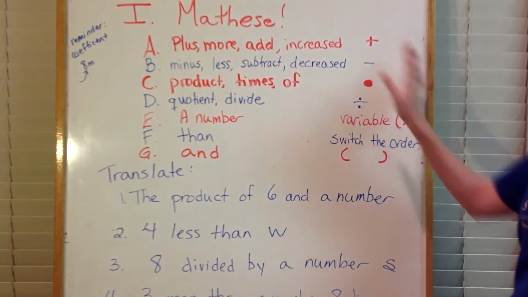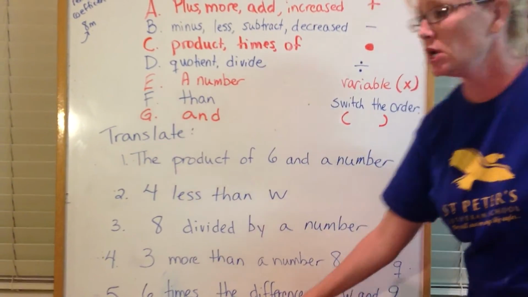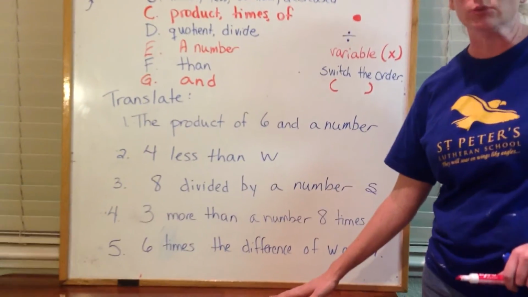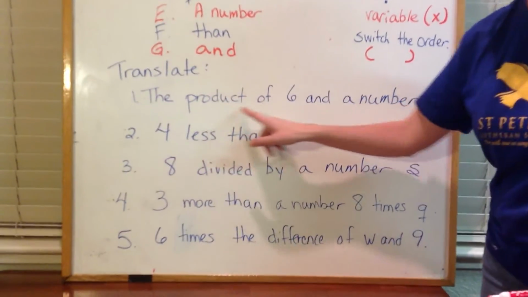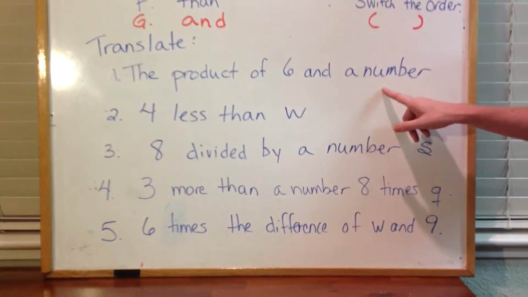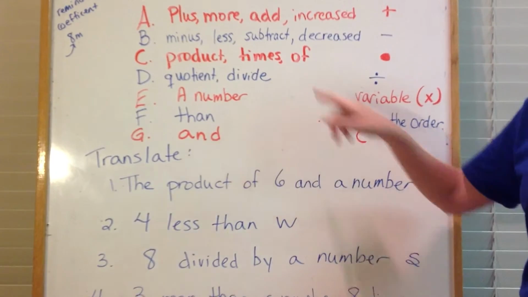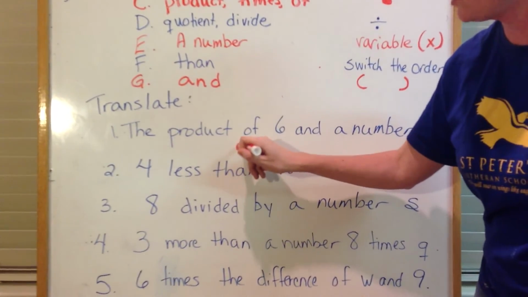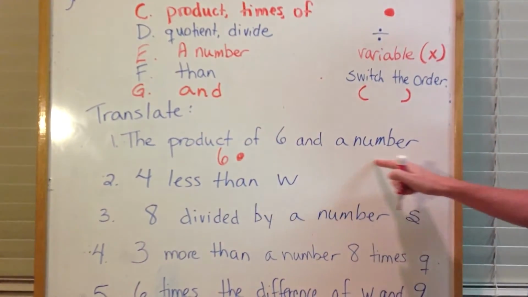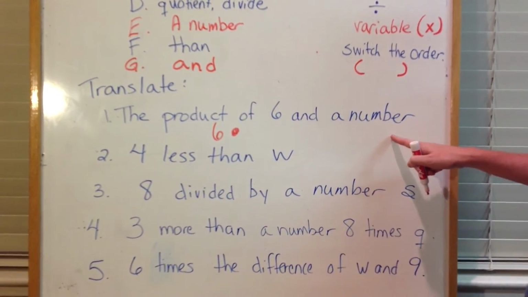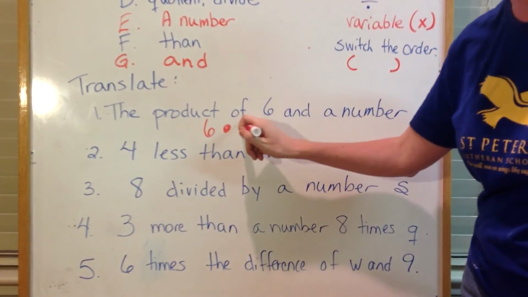So now that you've written this down, we're going to practice by translating these sentences. We're going to do these together. You need to write them down because they look like your work today. The product of 6 and a number. So product means multiplying, so it is of. So we're going to do multiplying, but what are we going to be multiplying? 6 and a number. A number, what number? If they just say a number, that means a variable.